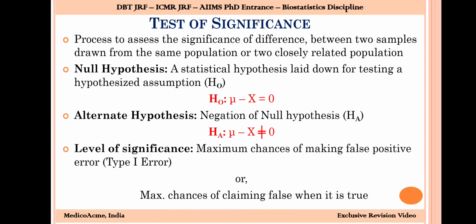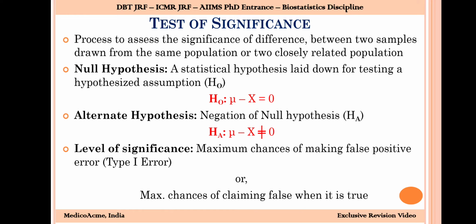Level of significance basically quantifies how significant your work is. It is the maximum chance of making a false positive error, or type 1 error, which we'll see in the next lecture. If you want, you can visit the full lecture on biostatistics which I covered for the ICMR JRF. It is also essential to go through that same lecture for the AIIMS PhD entrance. Okay guys, let's go ahead.